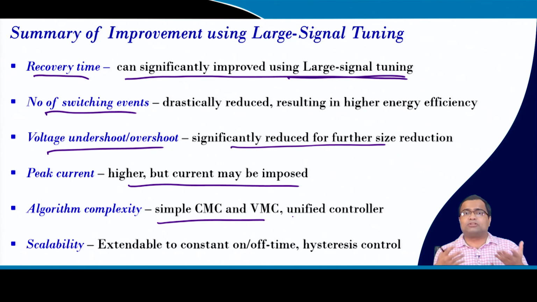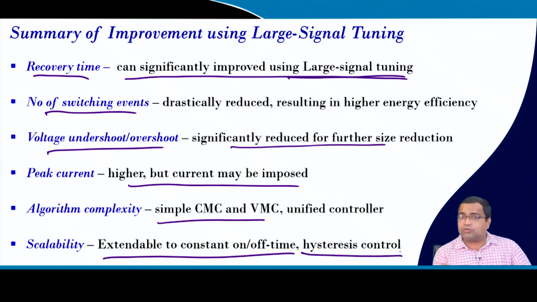Instead of using a small signal linear model, we are going for a large signal model, and that can take into account the performance ripple information, and you can push the performance up to the slew rate limit. We have shown this can be extended to constant on-off time control. We have also shown earlier, although not demonstrated in this lecture but in our research paper, that this can be easily applied to hysteresis control. In fact, the switching control started with hysteresis control, where we formulated the gain. So, naturally this can be applied to hysteresis control.